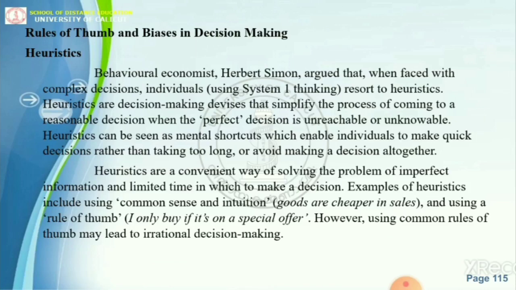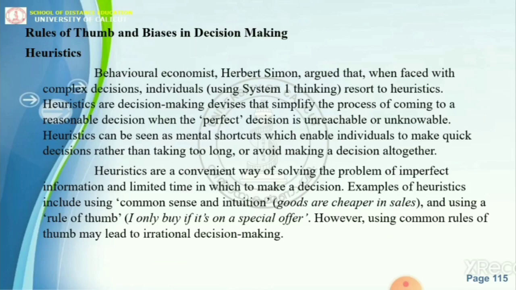Heuristics. Behavioral economist Herbert Simon argued that when faced with complex decisions, individuals resort to heuristics. So heuristics are decision-making devices that simplify the process of coming to a reasonable decision when the perfect decision is unreachable or unknowable. So you can see the theory of second best, right? That means even if we have a better decision in front of us, we are reaching not the better decision, just the best alternative, right?